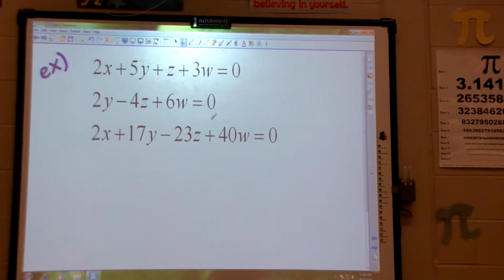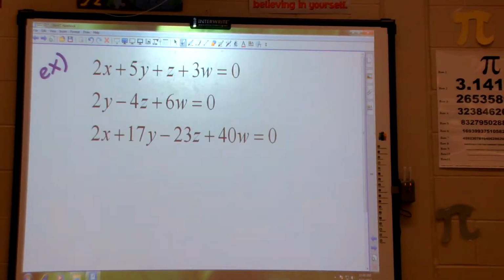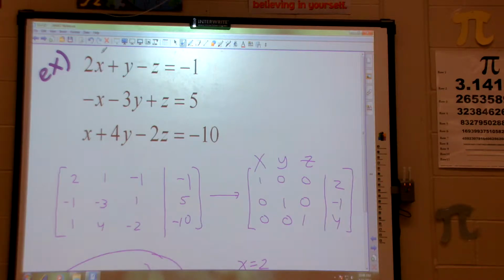Okay, let's write an augmented matrix. Now, I am going to put it in X, Y, Z, W. And the actual order that you put it in doesn't really matter as long as when you go to interpret it, you interpret it in the same order. For instance, this last one we did, we put X, Y, Z. Of course, it makes sense to do that order, but you could have put Z, Y, X as long as when you read the answer, you read it in the same order.